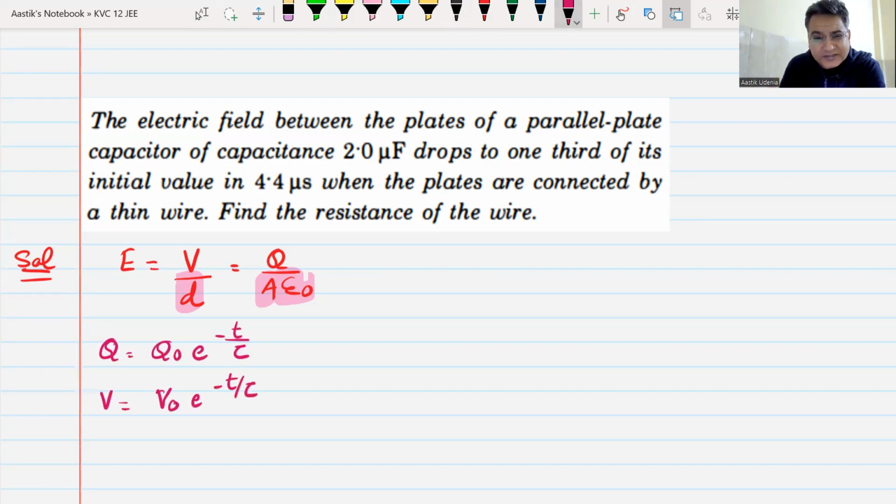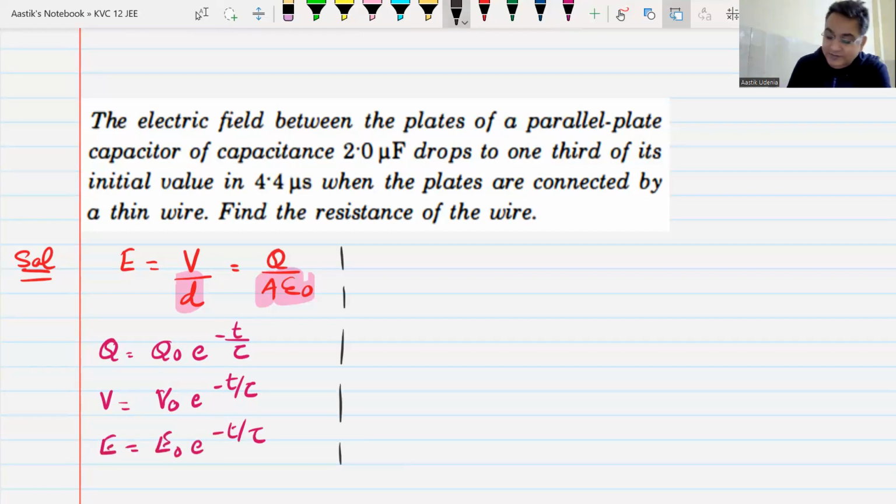On similar lines, I can write the formula for electric field. Electric field will be equal to E naught, the initial electric field, e to the power minus t by tau. That is the only thing that you had to understand, that the formula of electric field will also be similar.